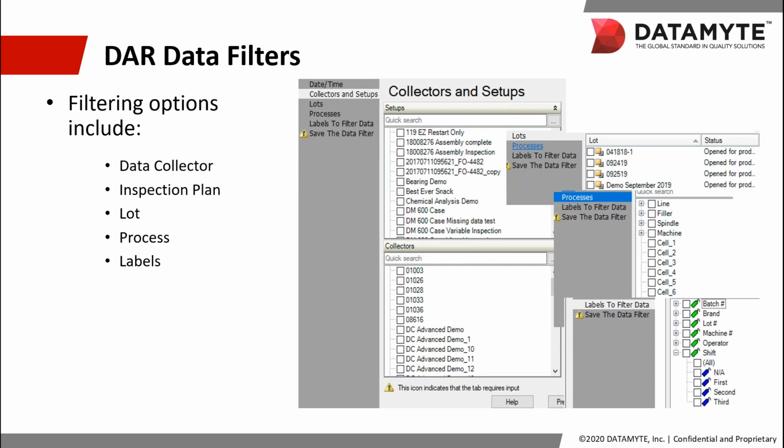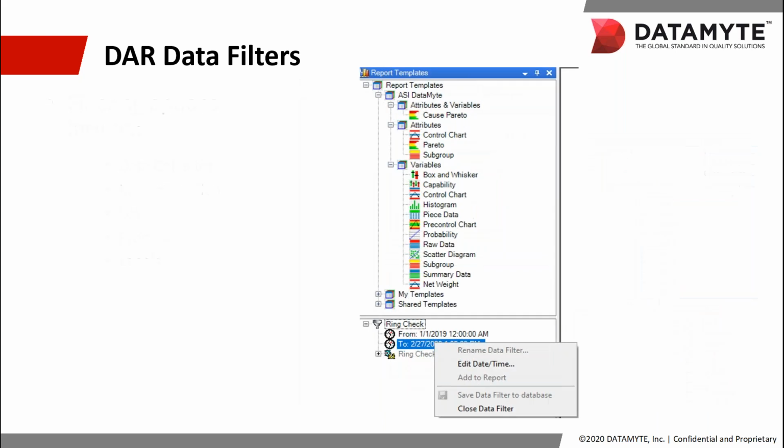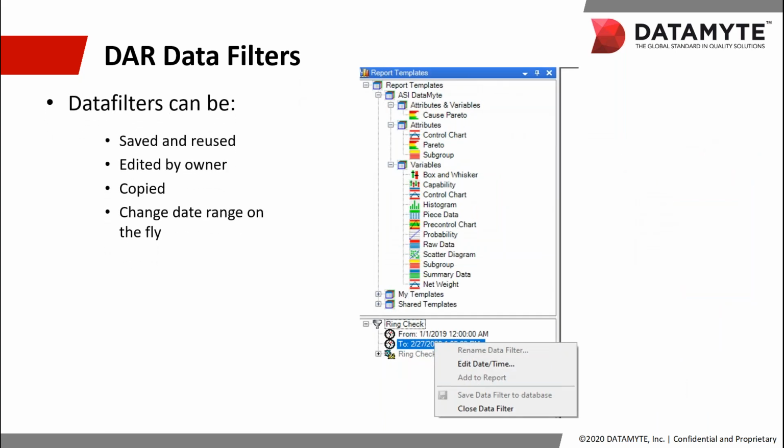Filtering allows you to exclude data that does not match the criteria you select. You can add filtering for data collectors, inspection plans, lots, processes, or labels. Data filters can be saved and reused, modified by the owner, copied as needed, and the date and time range can be changed on the fly with a right-click.